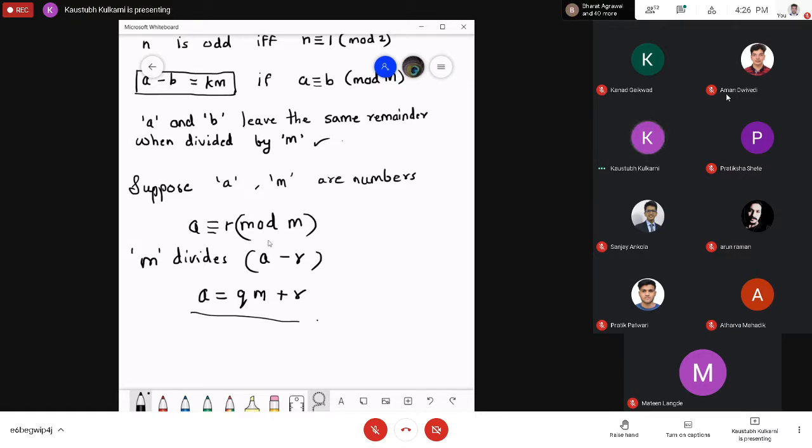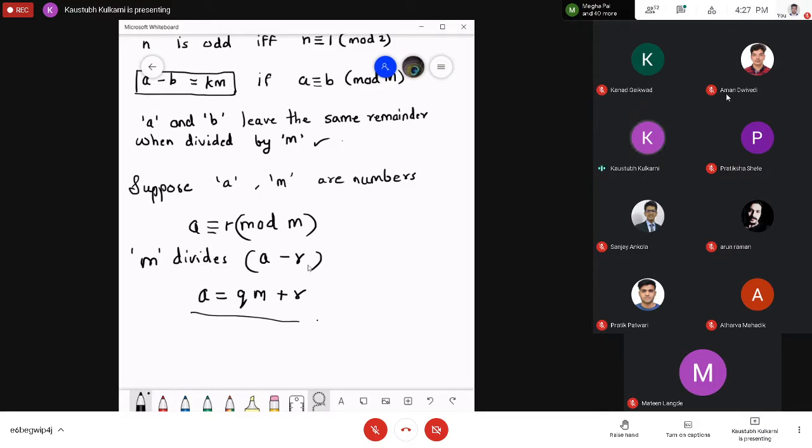So A is congruent to R mod M is just an equation. Just consider this as an equation: A is congruent to R mod M. Now by the definition of congruence, you can say that A minus R is a multiple of M. This is clear. You agree with this part? By definition, yes, A minus R is a multiple of M. The other way, you can move the sentence around and say that M divides A minus R.